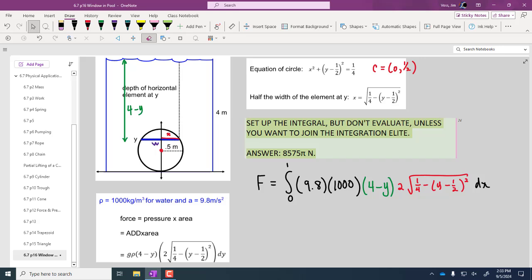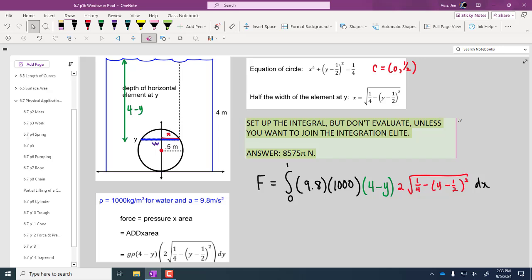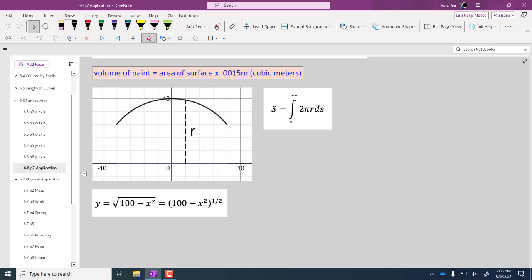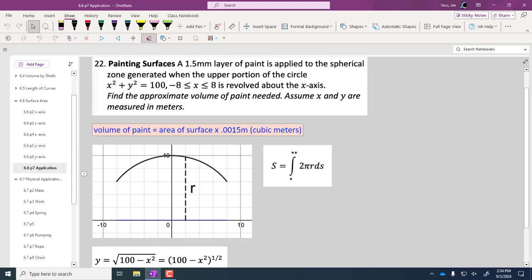All right, so we had one question that we didn't finish back here, 6.6, number 7, page 7. We didn't do this one, so let's go ahead and do that one now. We'll do a little refresher on surface area. The application piece is not that complicated. They're just saying find the volume of paint necessary to paint this surface if the paint is 0.0015 meters thick. So we'll do our regular math to find the area of the surface, then we just have to multiply by 0.0015.